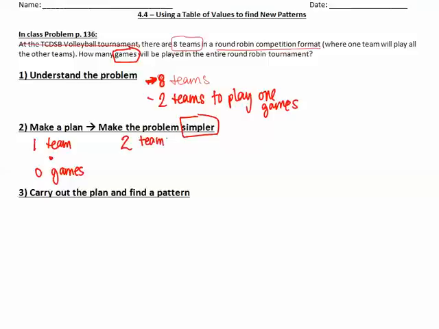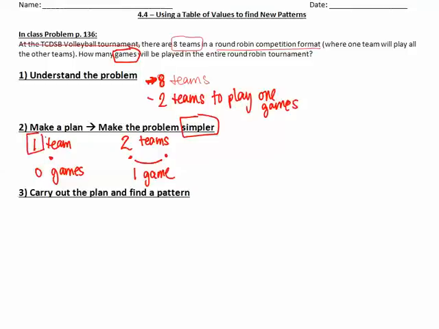So with two teams, if I have this team and this team, let me just join them to show one game. Makes a little smiley face there. There's only one game. A plays B. B doesn't have to play A anymore because they've already played each other. So this is a total of one game. Okay, so we've looked at the simplest example. The simplest example is always going down to one.